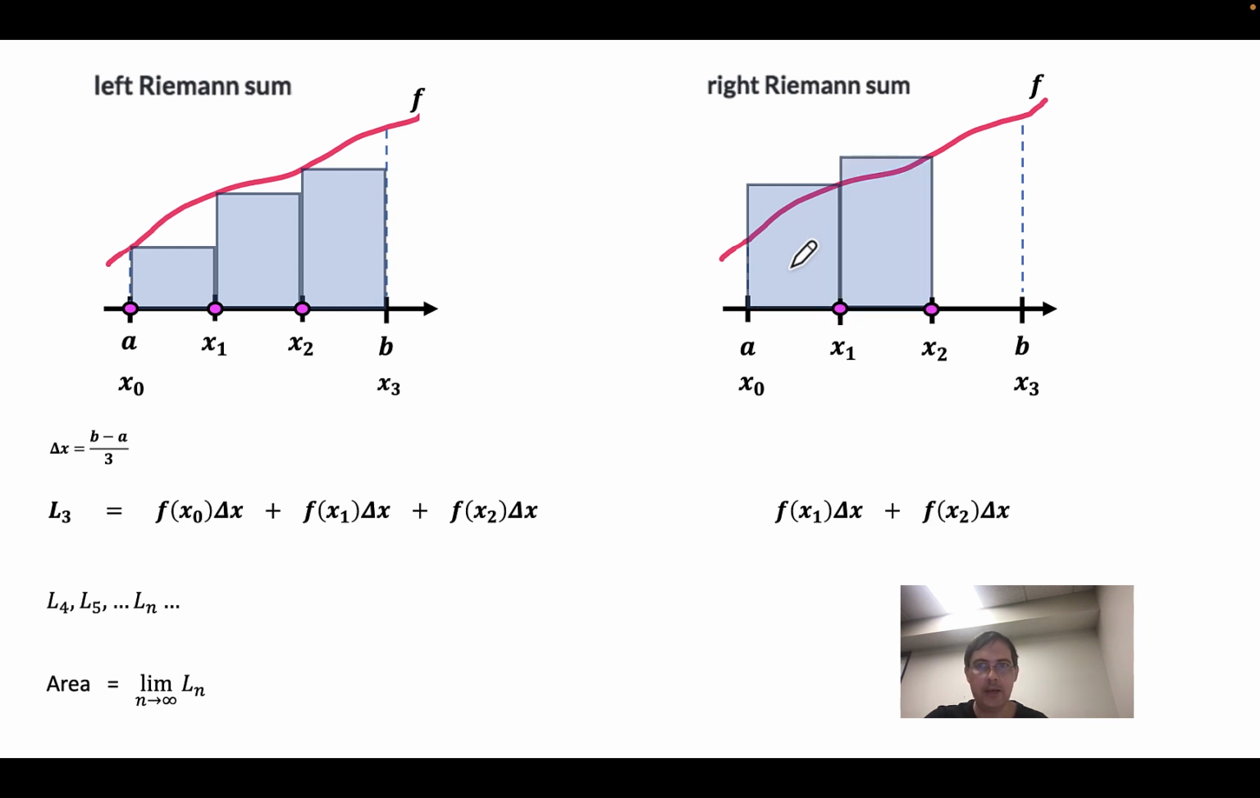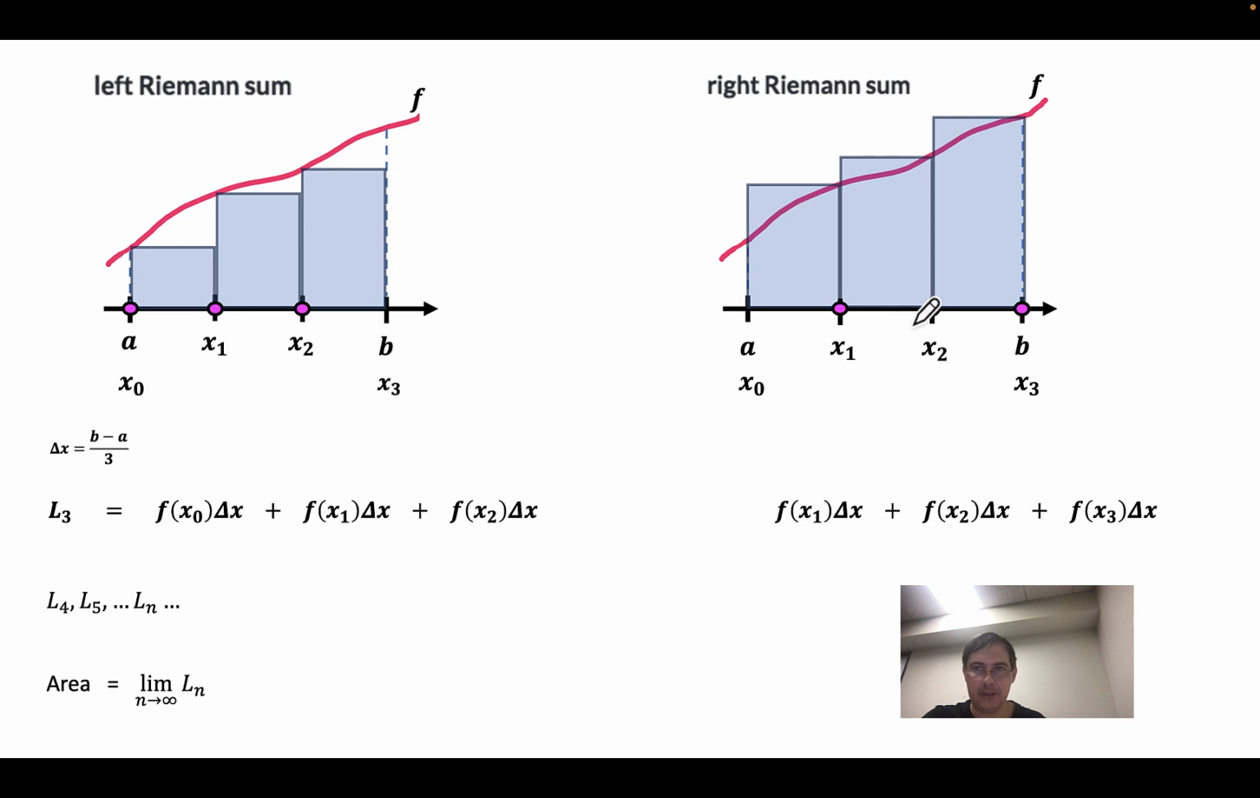Now we do something similar for the second small subinterval that goes from x1 to x2. Because we do the right construction, we take the right endpoint, which is x2. Then we evaluate f at that point x2, and f of x2 is exactly the height of this rectangle. When we multiply it by delta x, this quantity is the area of the second rectangle.